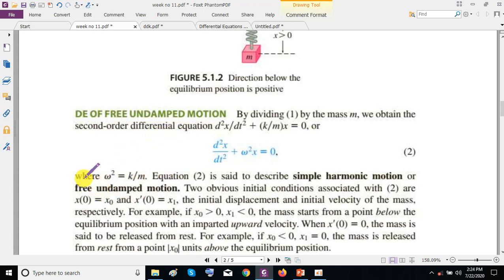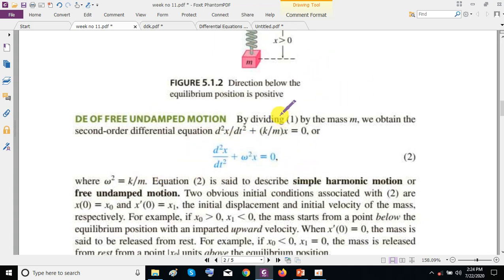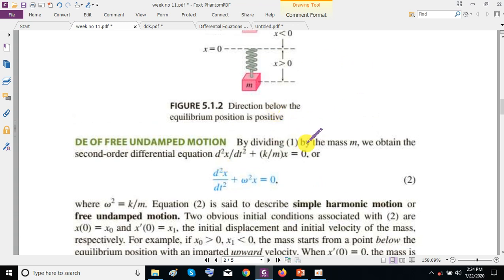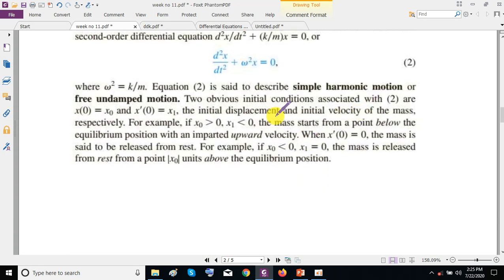Okay, and omega square is the representation of the constant which we obtain from k divided by m. So now this is a second order differential equation which represents the phenomenon of this kind of spring mass free undamped motion. Okay, now equation 2 is said to describe simple harmonic motion or free undamped motion.